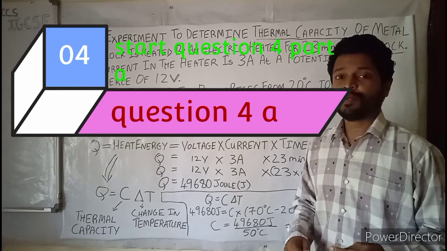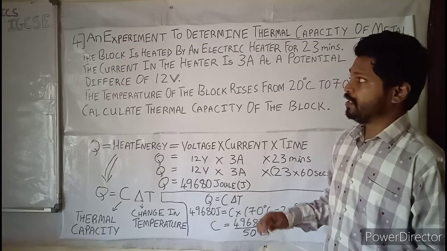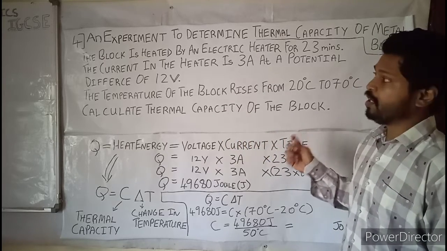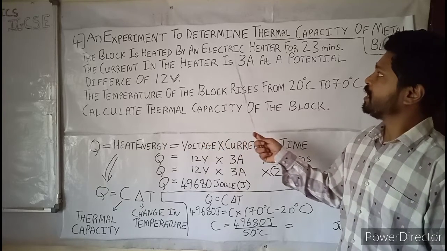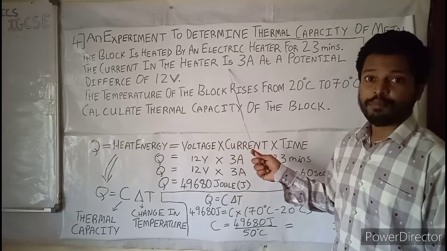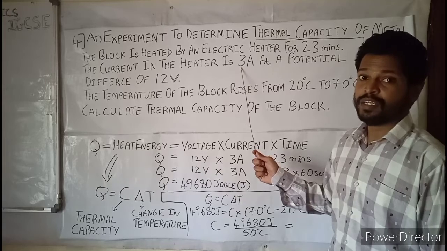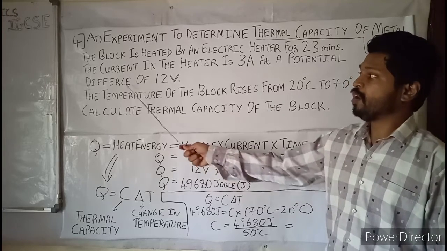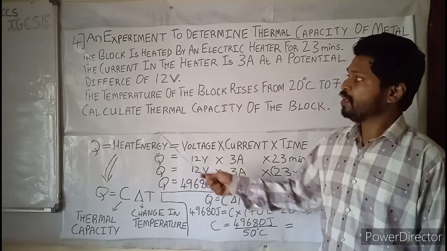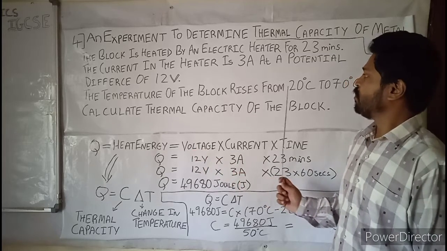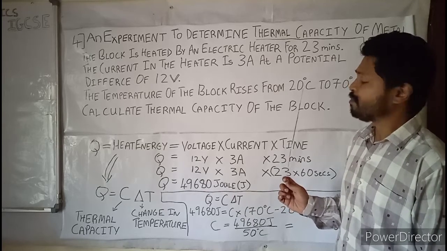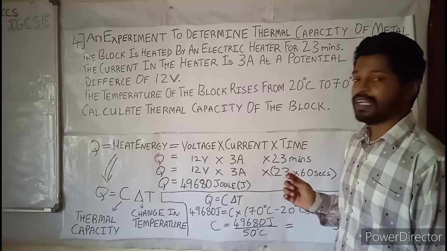Question number 4 is an experiment conducted by a student to determine the thermal capacity of a metal block. The block is heated by an electric heater for 23 minutes, and the current in the heater is 3 amperes, at a potential difference of 12 volts. You have been given the voltage also. The temperature of the block rises from 20 degrees Celsius to 70 degrees Celsius. This means there is a temperature change from 20 degrees Celsius to 70 degrees Celsius.